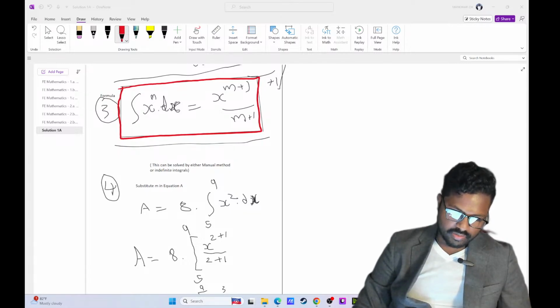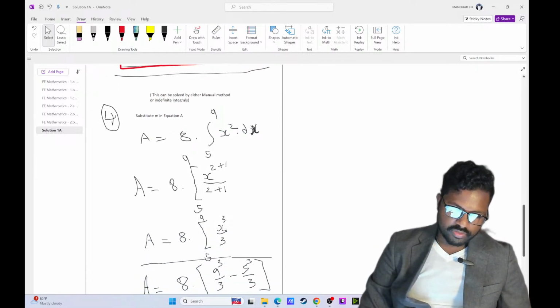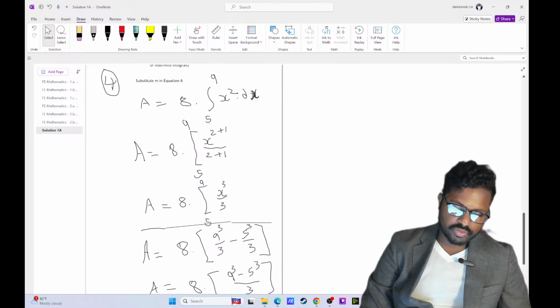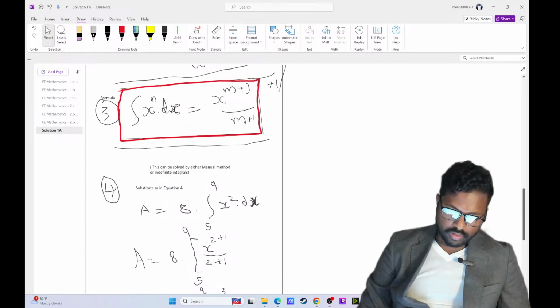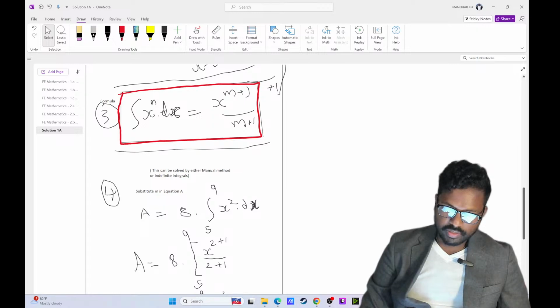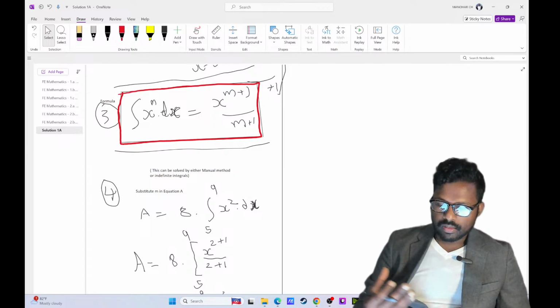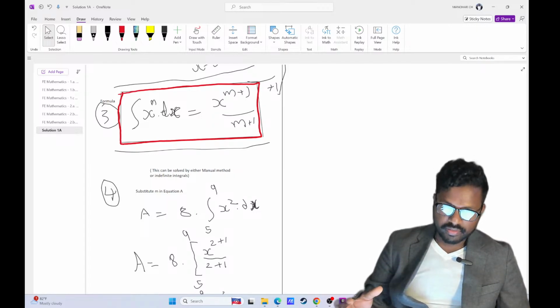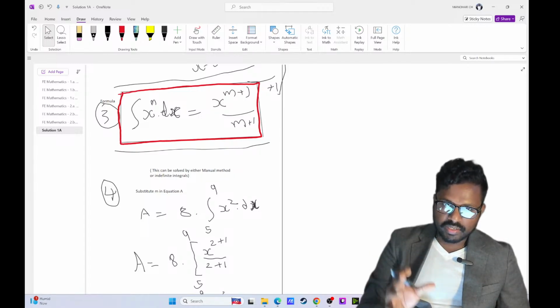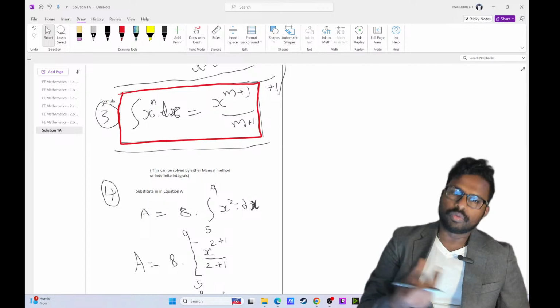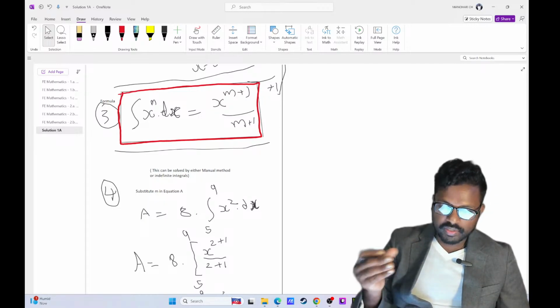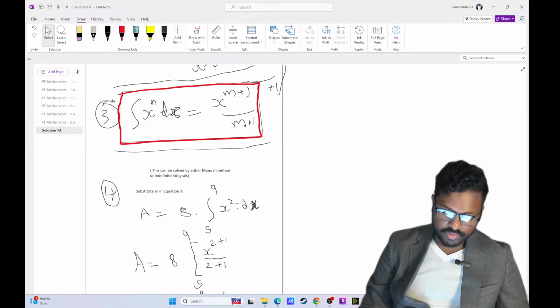In our case, the equation that we want to solve is A is equal to 8 into integral of 5 to 9 x square dx, because a constant number like 8 can be taken outside the integral. So for example, if something like 8x square is being integrated, you can always take 8 outside and write it as 8 into integral of x square. So that's what I did over here.